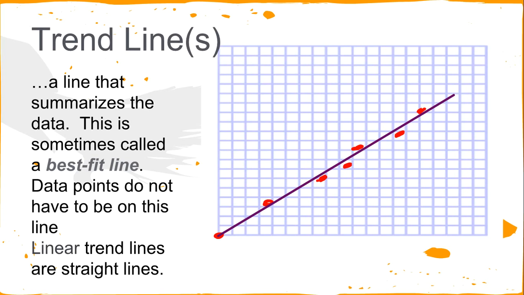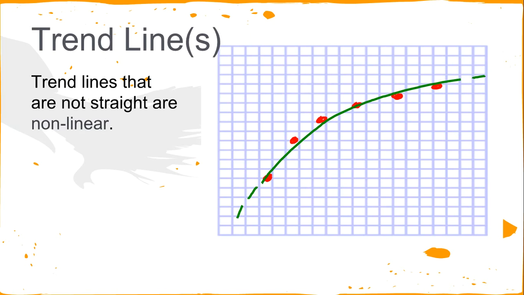In this case, we're looking at what we call a linear trend line. A linear trend line is made when it looks like your data goes in some type of straight line. And you use your ruler and you follow along the best you can to all of the points in the graph. Again, you don't have to touch the points. Sometimes you will, sometimes you won't.